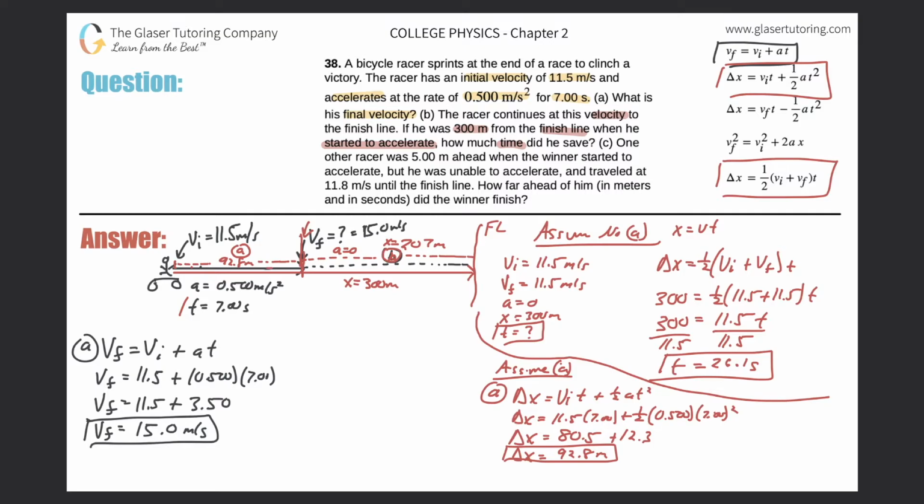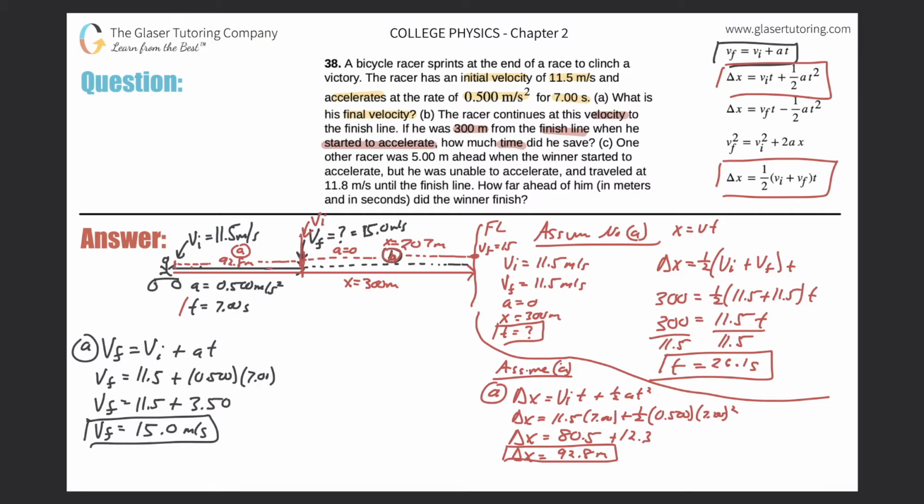So he doesn't keep accelerating. Once the 7 seconds is up, he stops accelerating. Now what I need to do here is essentially, I know my initial velocity, right? The final velocity once the bicyclist reaches the end of the line will be the same. It'll still be 15 because there's no acceleration.